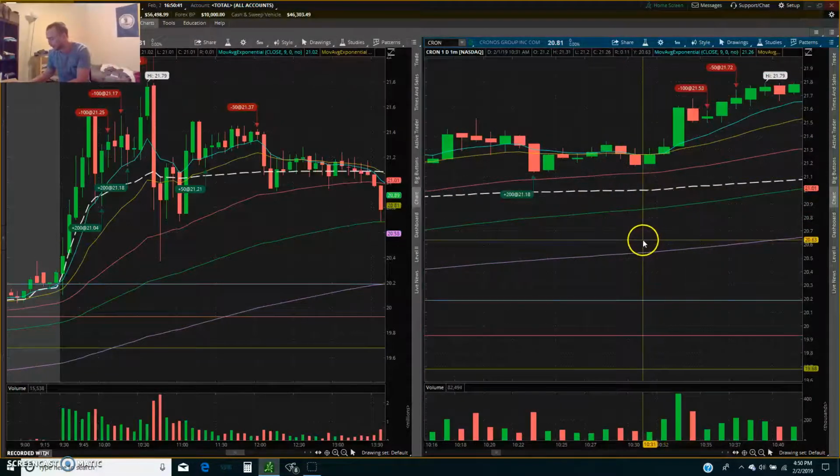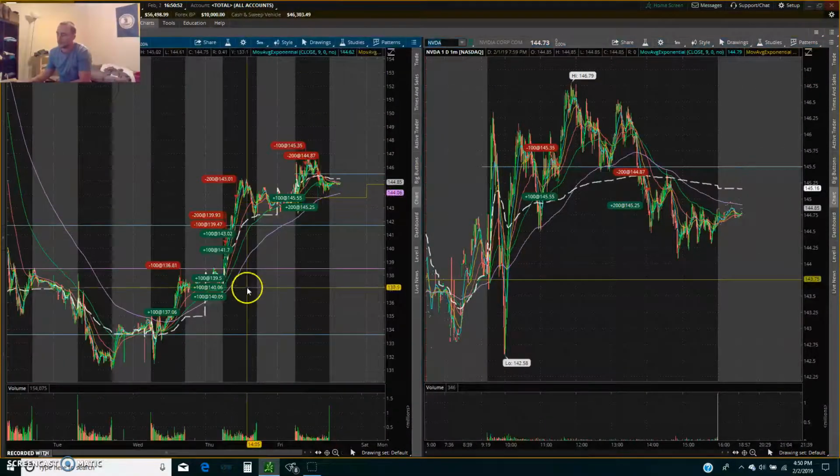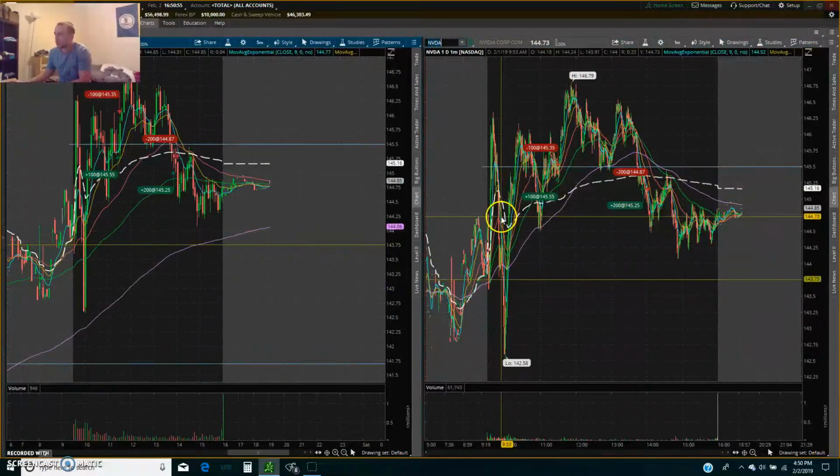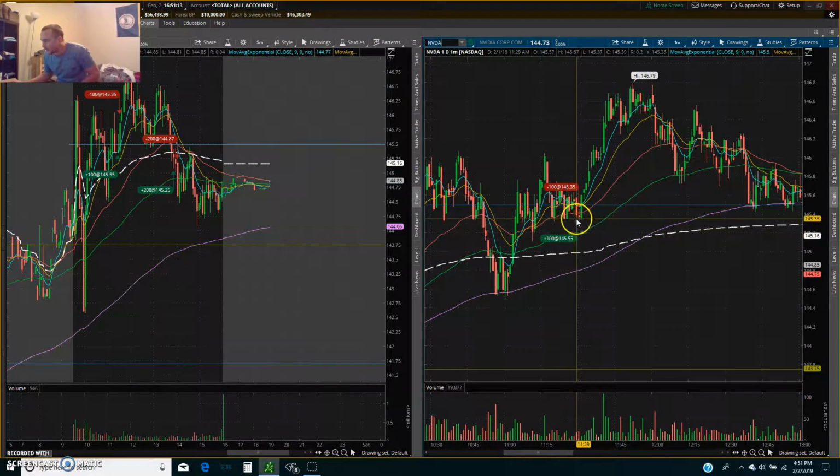And then the next trades that I took were NVDA, NVIDIA. I only took 50 shares of this with a stop at the VWAP. $145.55, that was my entry. Okay, the VWAP was at 144.99, so 56 cents away.